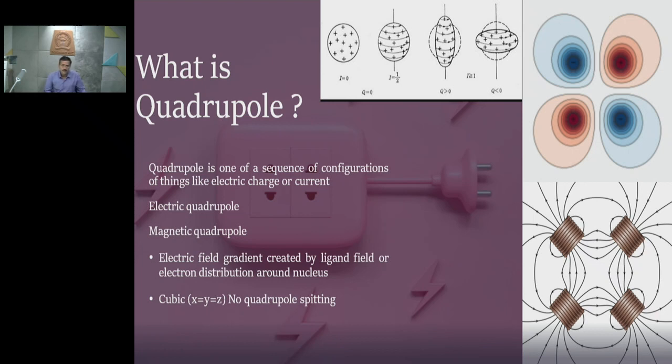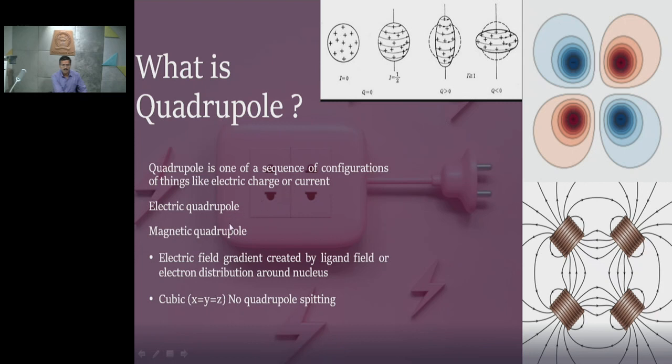Quadru means 4 and pole. It refers to a symmetrical distribution of electric quadrupole or magnetic quadrupole. So this is the quadrupole with symmetrical distribution, and when I is equal to 0 there is a symmetrical distribution. When I is equal to 1/2, it should look like this elliptical one. Again, Q is greater than 0, it becomes elliptical, or Q is less than 0, it is like this horizontal elliptical. So that way we have to see when the spin is greater than or equal to 1.